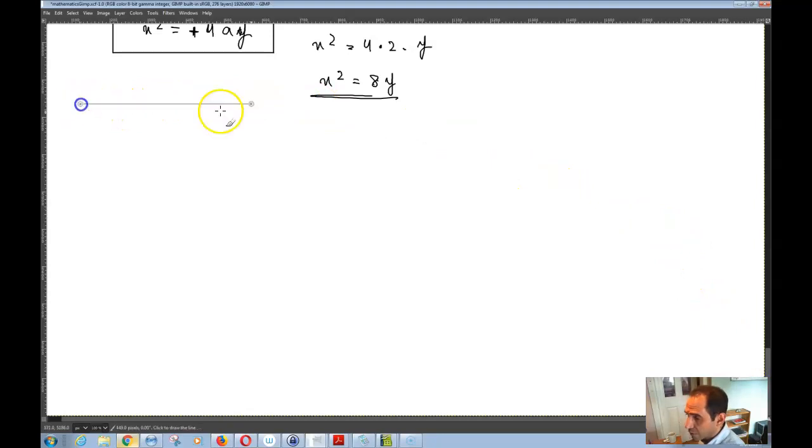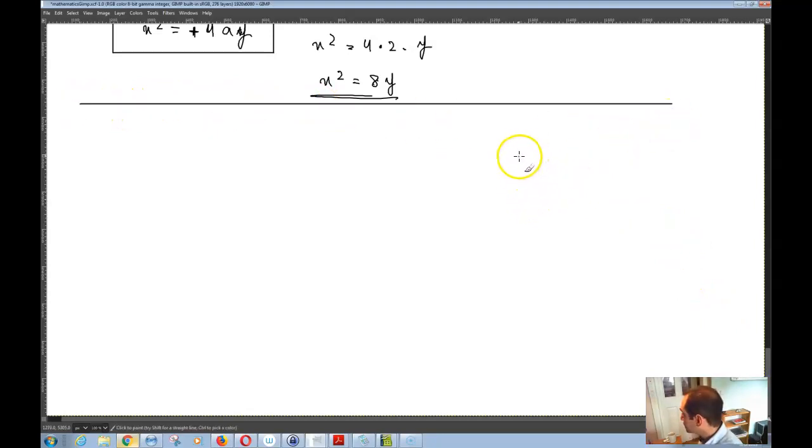Or suppose that you have, as another example, that you want to find the equation of the parabola which is symmetric about the y-axis.